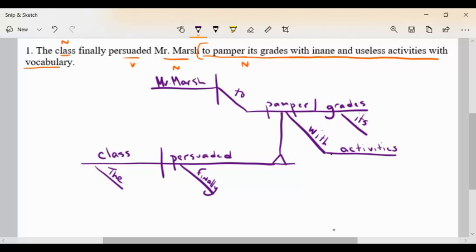And now I have these two adjectives. I have inane and I also have useless.